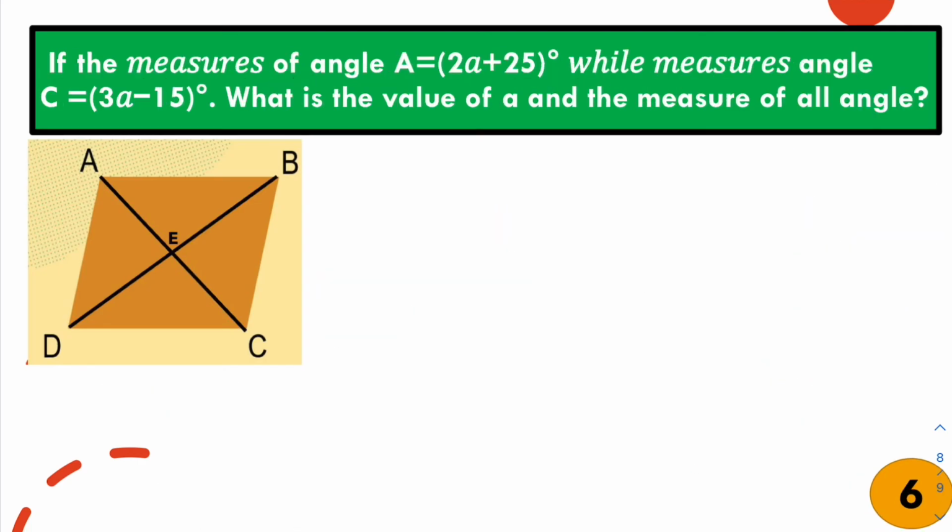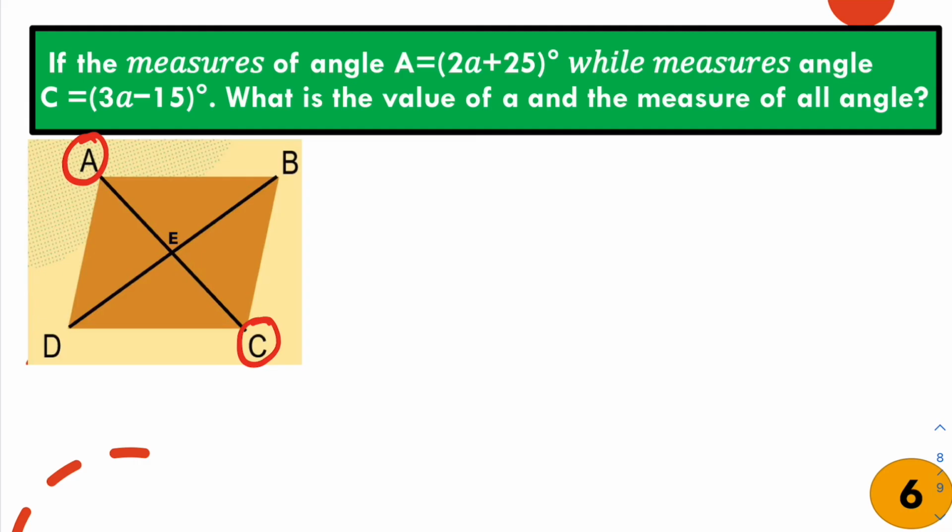Let's have another example. If the measure of angle A is equal to 2A plus 25 degrees, while the measure of angle C is 3A minus 15 degrees, what is the value of A and the measure of all angles? Now, let us identify first the relationship of two angles. We have given angles angle A and angle C. Okay. The relationship of two angles, they are opposite angles.